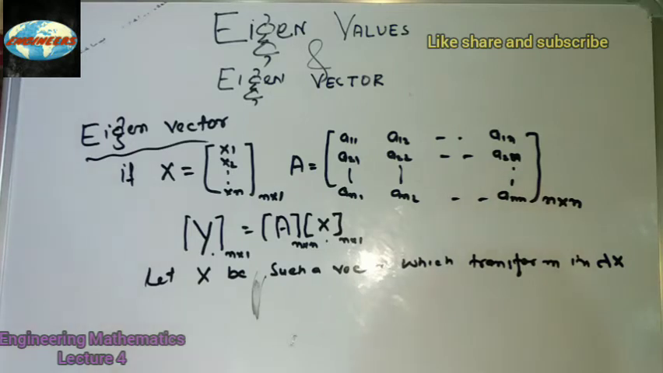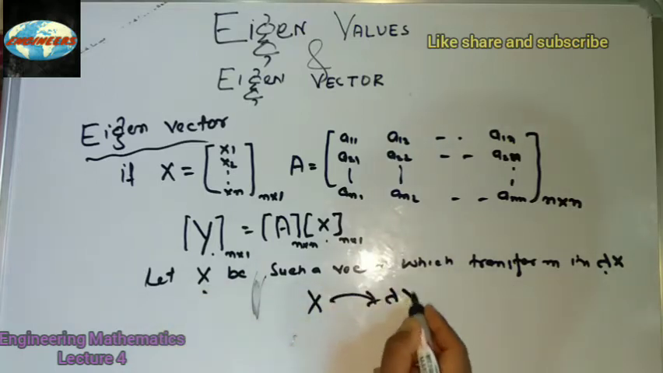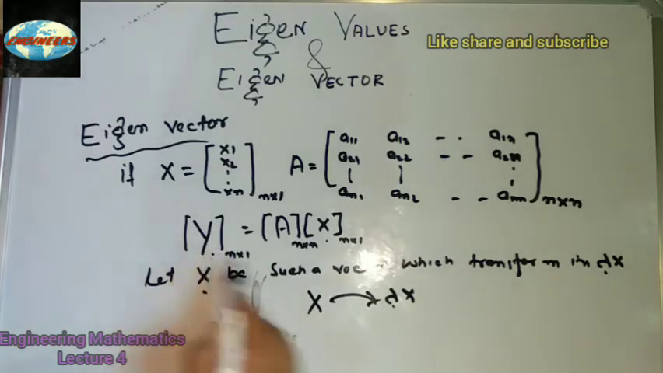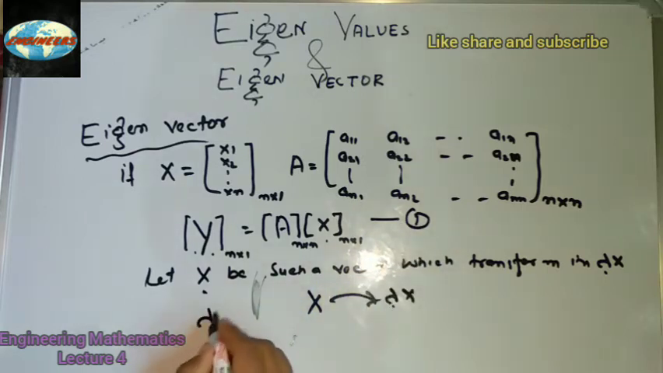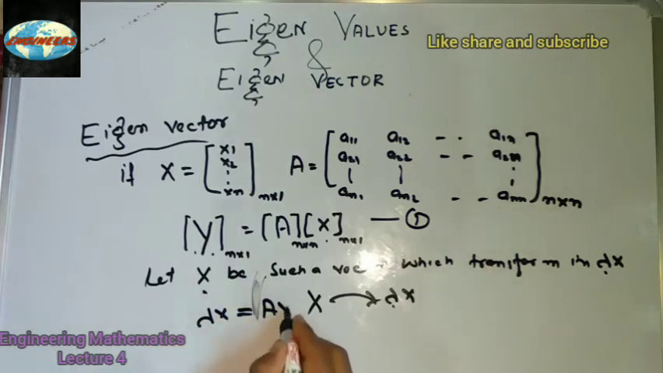A few minutes before, I told you that we have to find those vectors which transform into themselves or scalar multiples of themselves. Here lambda is a scalar, so X is transforming into lambda times X, a scalar multiple of itself. You remember the equation Y equal to AX; here Y is lambda times X. So lambda times X is equal to AX.